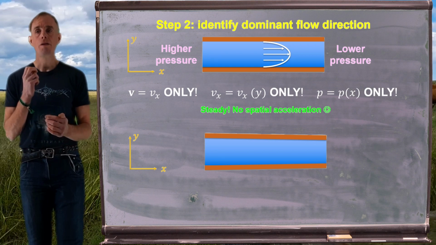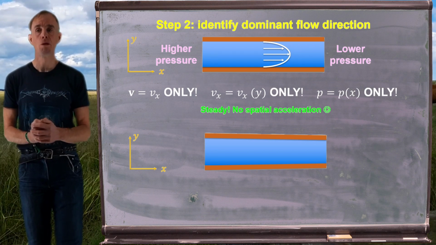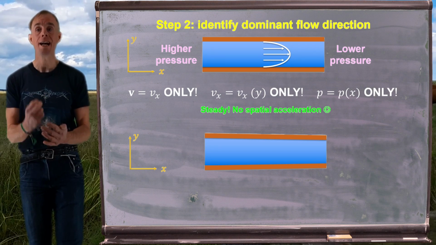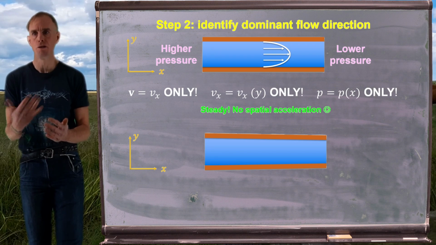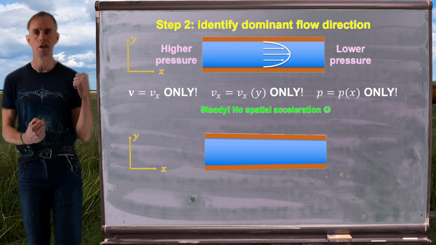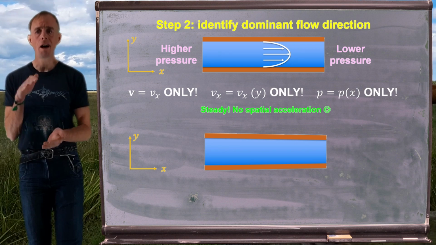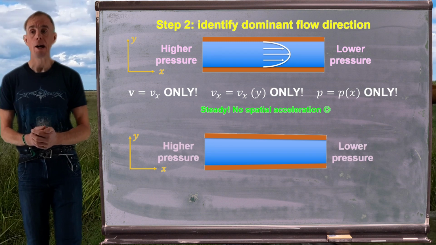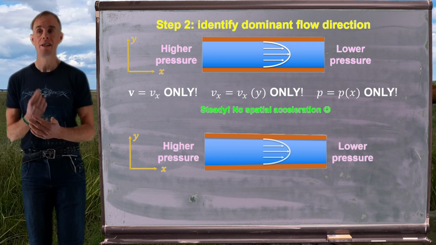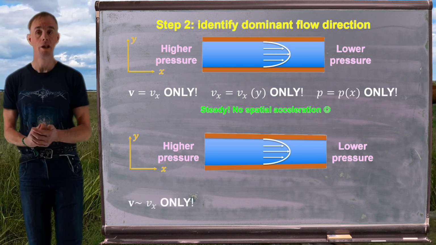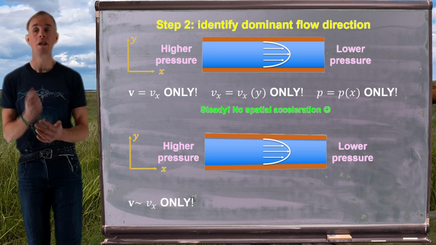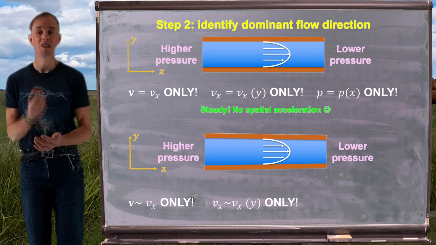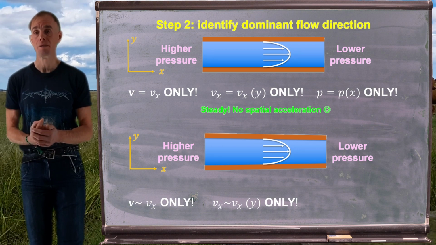Now, the word that's important in this step of the workflow is dominant flow direction. In the first picture that we sketched, we only had one flow direction, and of course that dominated because there was only one flow direction. In this second scenario, you could make an argument that you've got very tiny flows in the y direction because we've got a mildly converging geometry. However, the dominant flow is still in the x direction, and we can make the approximation now that the velocity only has one major component, and that's in the x direction. That major velocity component only changes in one direction, and that's in the y direction.